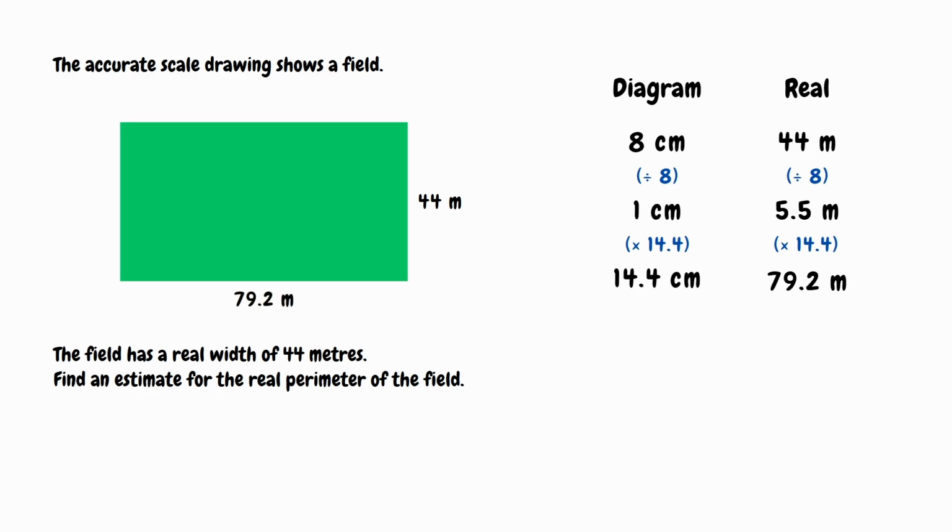So to finish the question, we actually need to find the perimeter of the field. So to find the perimeter of any shape, we're simply going to add up all the lengths of the sides. So because I've got a rectangle, we know the properties of our rectangle, that the opposite sides are equal. So if the bottom side, which we've just figured out, is 79.2 metres, then that must also be the same for the top. And the right-hand side that we were given, the width of 44 metres, that must also be the same as the left-hand side. So now we have all the dimensions of our field. To find the perimeter, we're going to add them together. And when we do that, we get 246.4 metres. And that would be our final estimate for the real perimeter of the field.